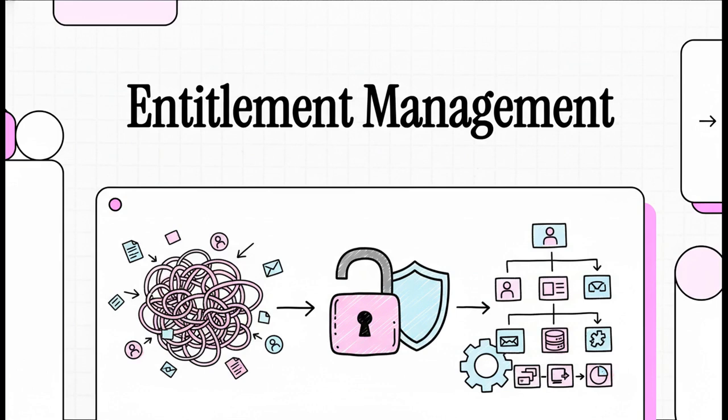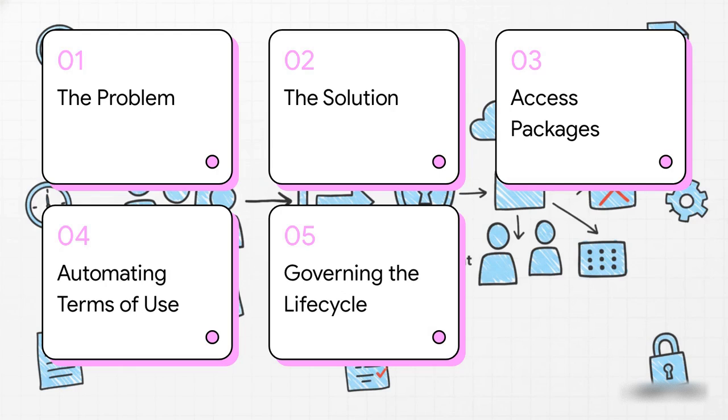So today, we're going to dive into how Microsoft Entra entitlement management brings a clear, automated solution to that access chaos. First, we're going to start by unpacking the core problem that pretty much every organization faces with permissions. Then we'll get into the solution and its key building blocks. We'll see how all these pieces come together, look at a really powerful example with terms of use, and then we'll wrap it all up by looking at how this governs the entire user lifecycle from start to finish.